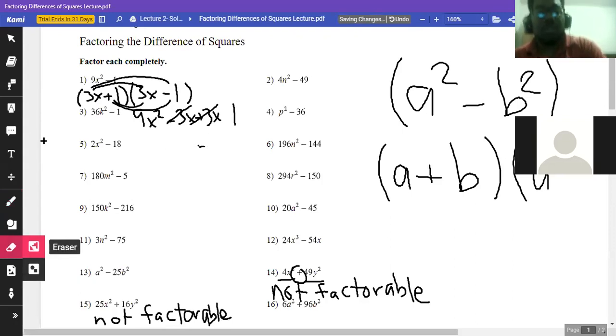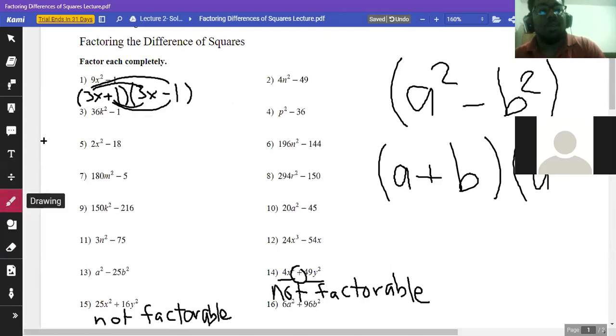Okay, let's go ahead. I want to do a few more on this page, and then we'll talk about the last type of factoring, which is also the trickiest type of factoring. That's factoring when we have a coefficient out front besides 1.